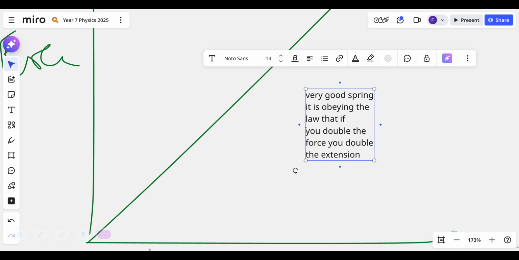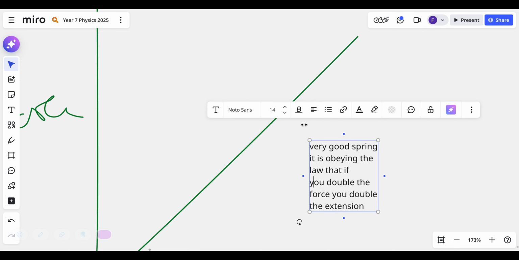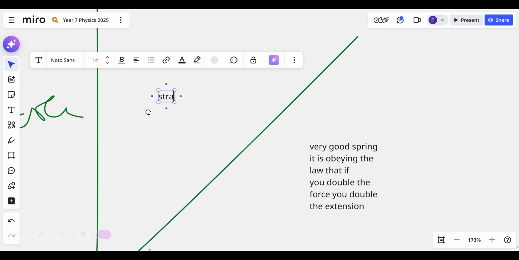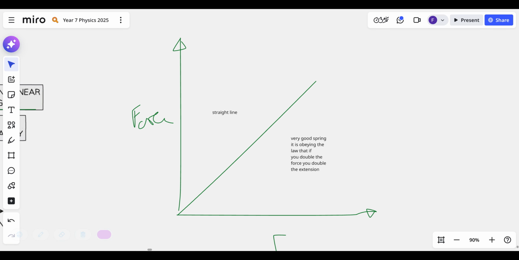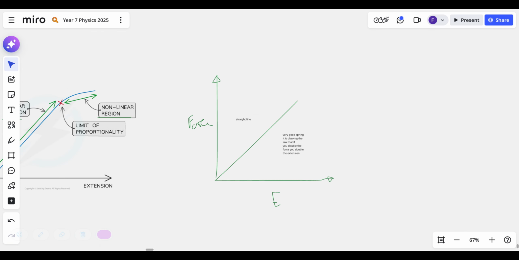And the reason I know is it's a straight line. That's it. It's a straight line. Well, obviously you know what a straight line is because I've just drawn it. And it's been a very good spring. It's doing what it's supposed to do.